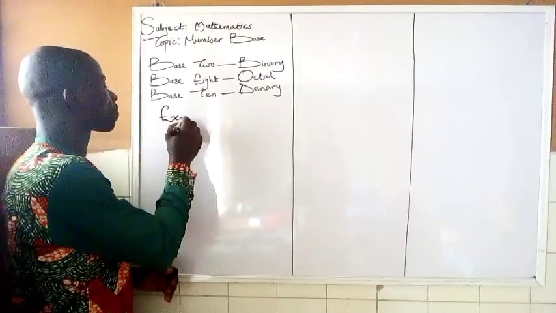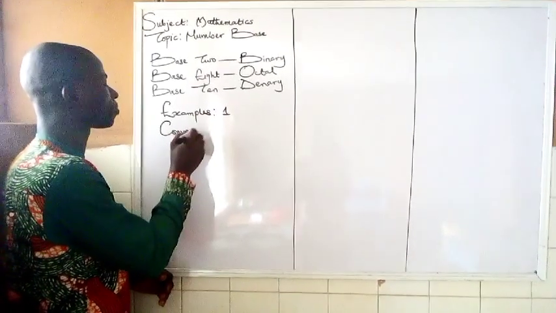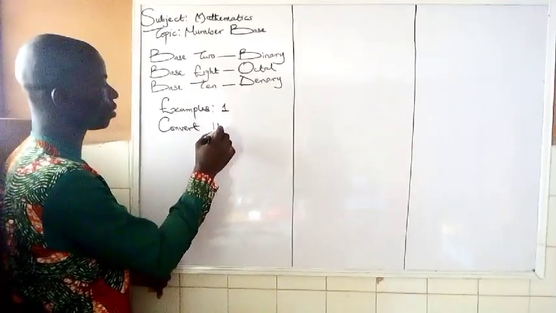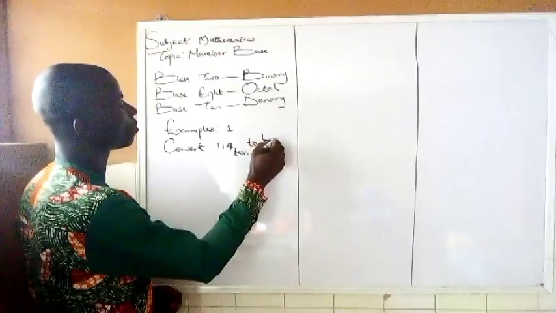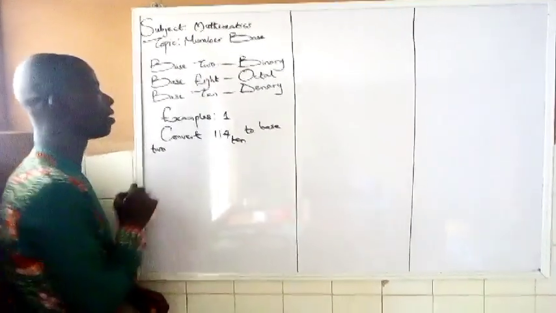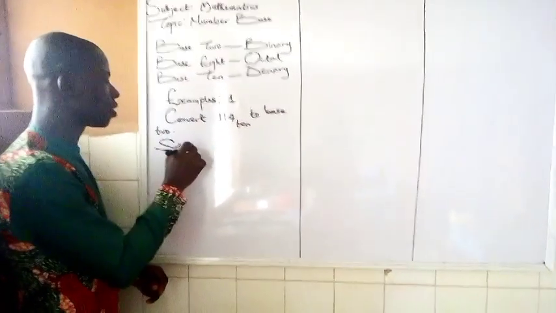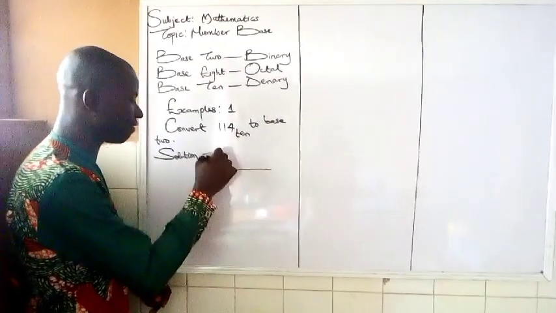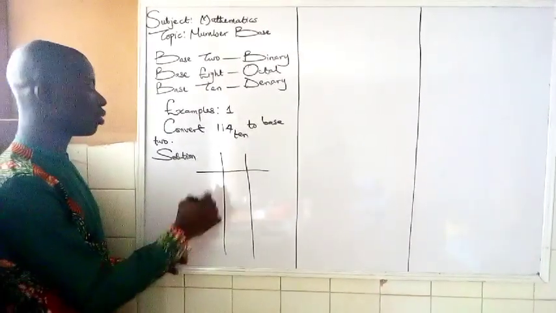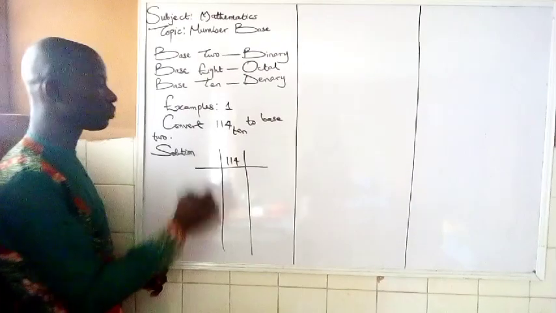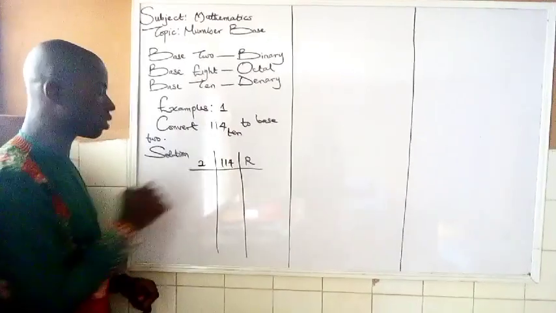Examples now. Example 1. Convert 114 base 10 to base 2. Now, if you want to solve this, what you need to do is to prepare a very simple table like this, a 3-column table. You have the number you are converting in the middle, remainder at this place. Then where you are converting to, base 2, you put that one at the first.